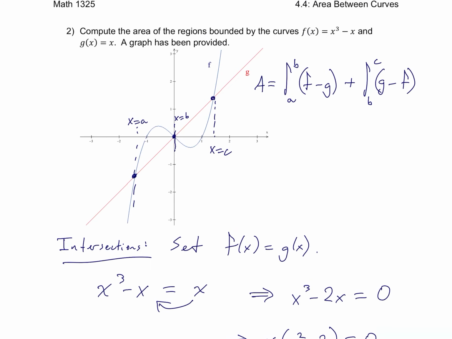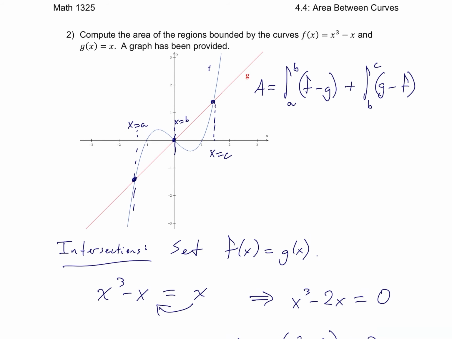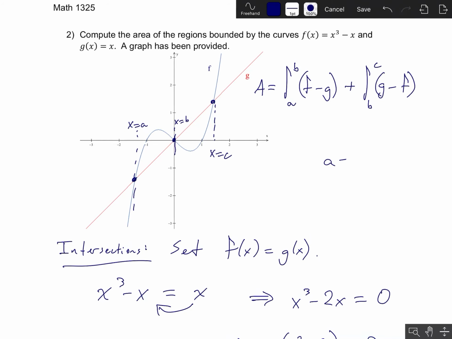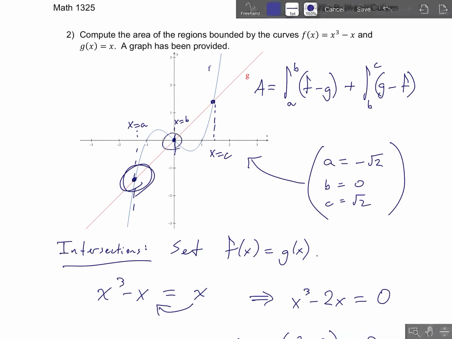If we want, we can go back up to the diagram that we had at the beginning, and we can say that a is equal to negative root 2, b is equal to 0, and c is equal to positive root 2 in that diagram. So we just found the x coordinates where those two curves intersect: the leftmost one has to be negative root 2, the one in the middle is 0, and the value for x over here on the far right intersection will be positive square root of 2.